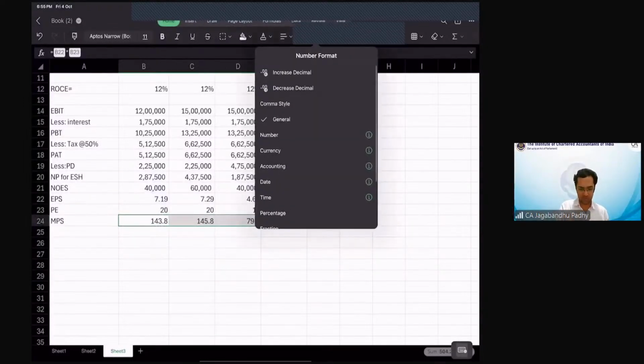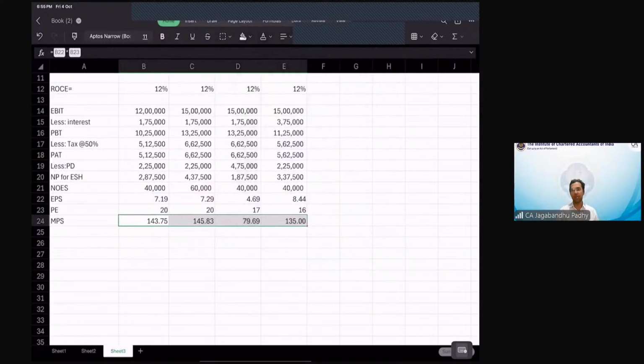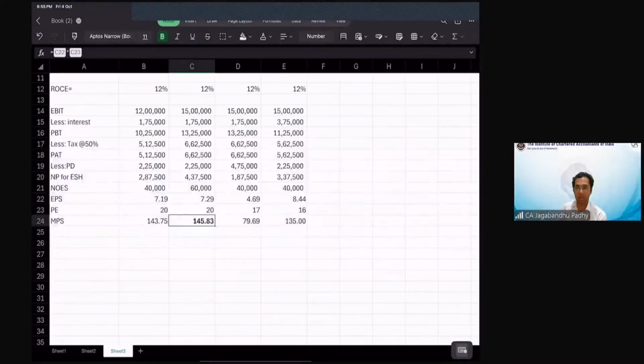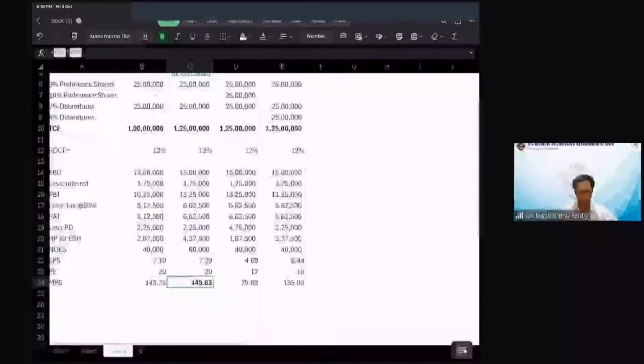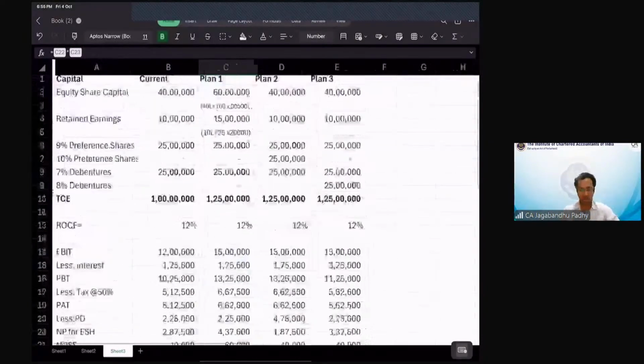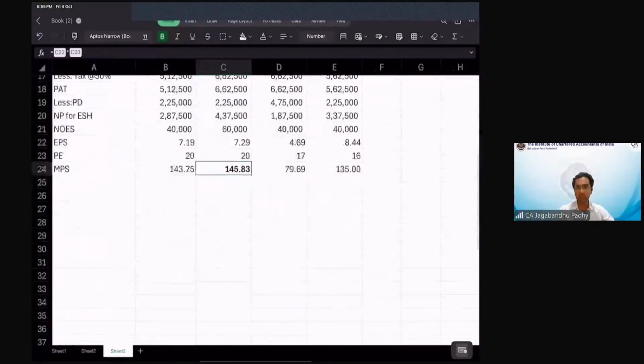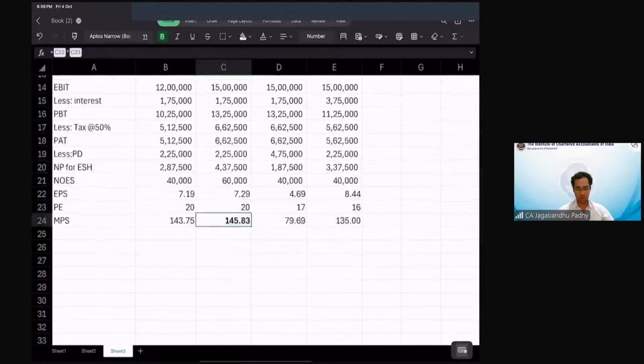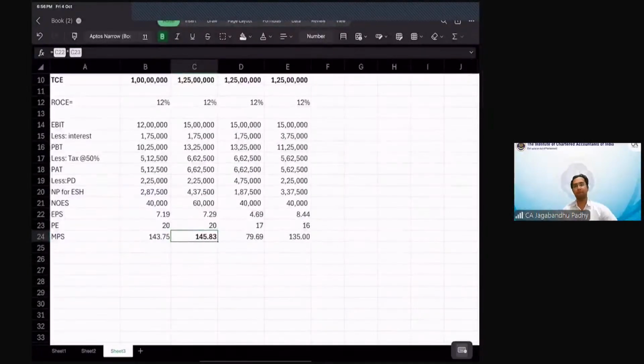What do we observe? Where do we find that the share price is highest? Where do we find which plan is actually giving us the highest share price? Of course, it is plan A or option 1, right? First option, plan 1 is giving us the highest share price, and going by the wealth maximization objective of the shareholder, of the finance manager, the finance manager should raise money by way of plan 1 only. Is this clear, everyone?